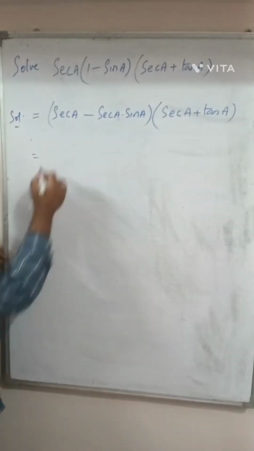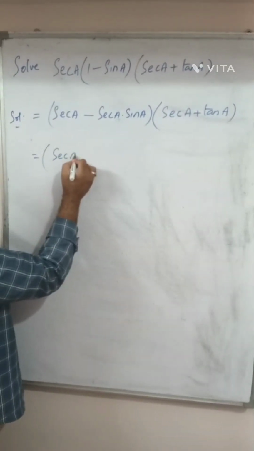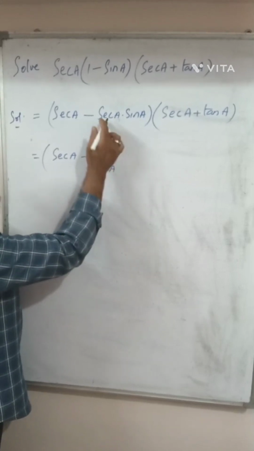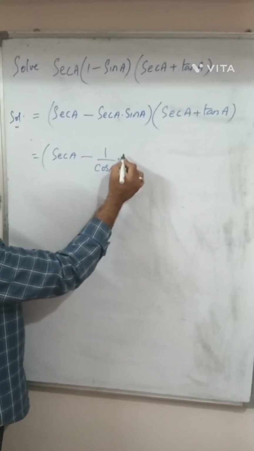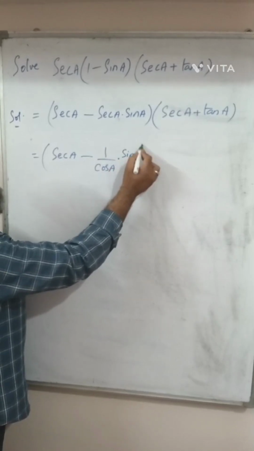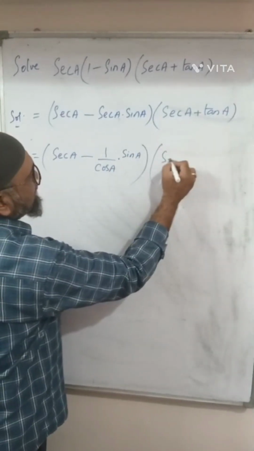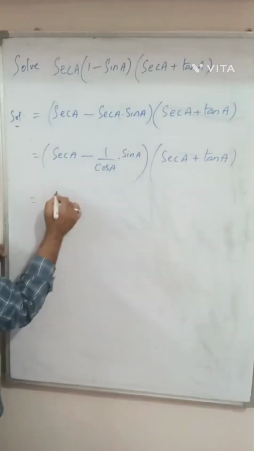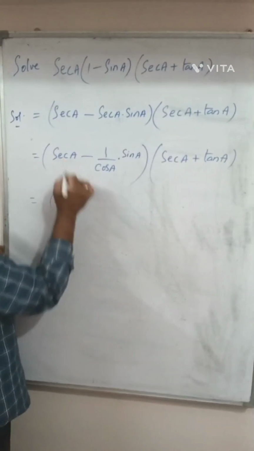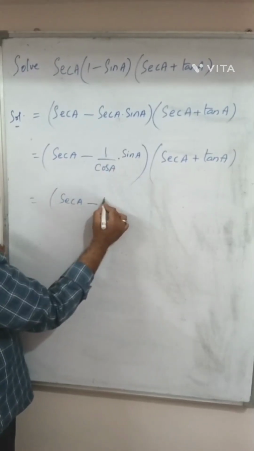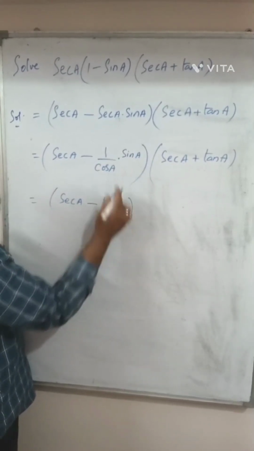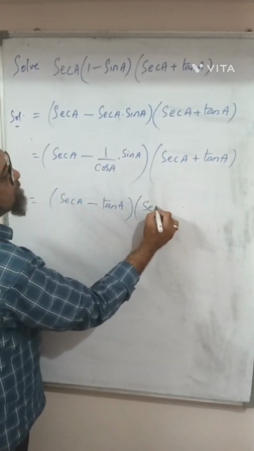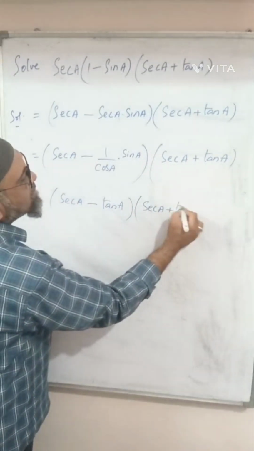This is equal to secant A, which I will write as it is. Now the formula for secant A is 1 by cos A. Secant A I can write as 1 by cos A into sin A. Secant A plus tan A as it is. Secant A as it is, minus sin A by cos A, which is tan A. Sin A into 1 is sin A. Sin A by cos A is tan A. Secant A plus tan A.